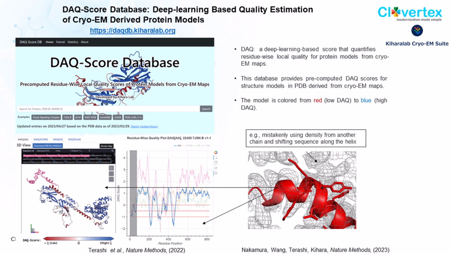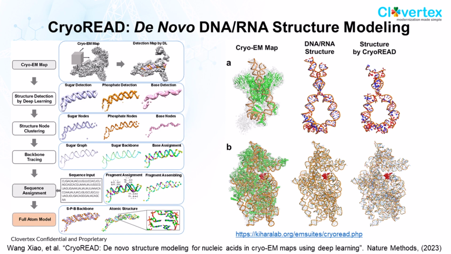Then the next slide is about the structure building process. The first one is called CryoREAD. This is for RNA and DNA structure modeling, and has been recently published. What it does is it's an automated process for building DNA or RNA structures in cryo-EM.